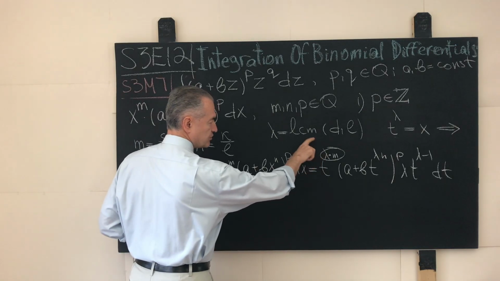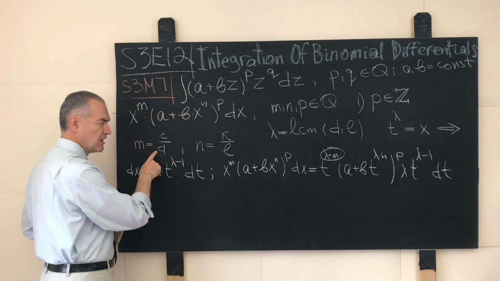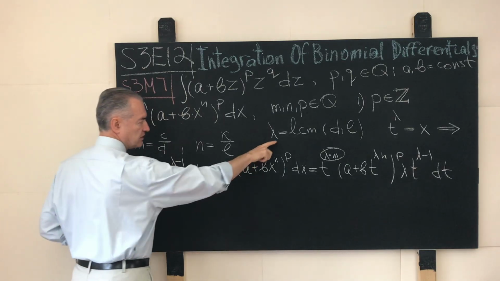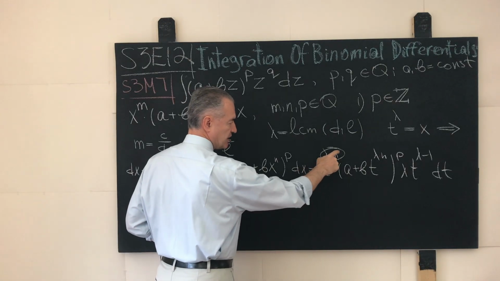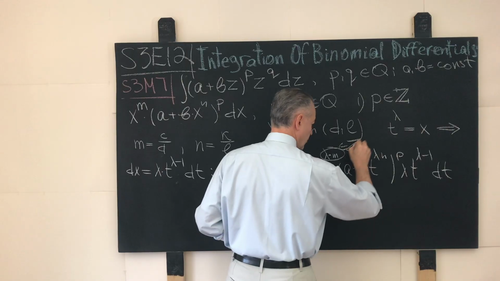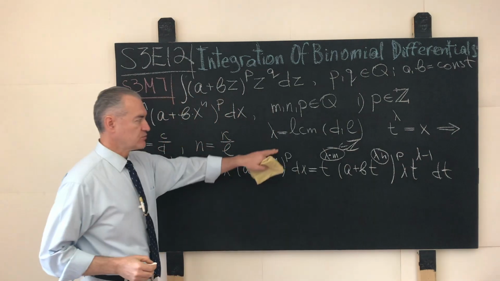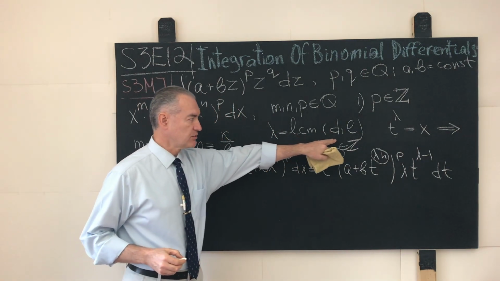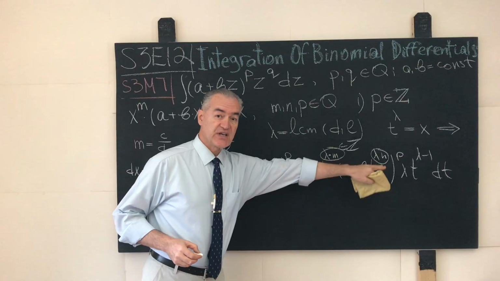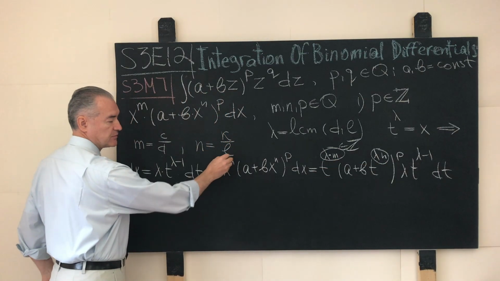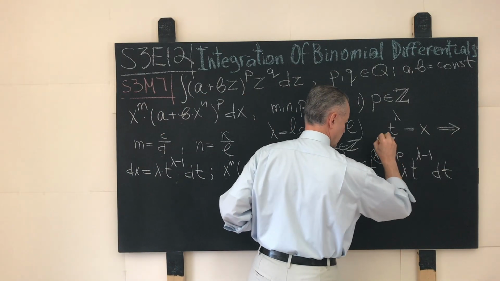Because lambda was chosen to be the least common multiple of the denominators d and l, it is evident that the number lambda will be divisible by d. So this number over here, lambda times m, will be an integer. What about the number lambda times n? Again, because lambda was chosen to be the least common multiple of the numbers d and l, the product lambda times n, where l is in the denominator, will be an integer. So here we will have another integer.